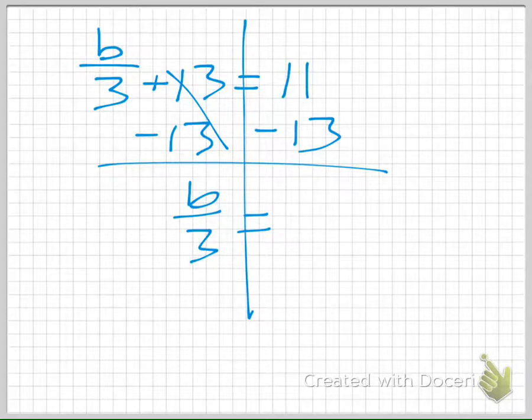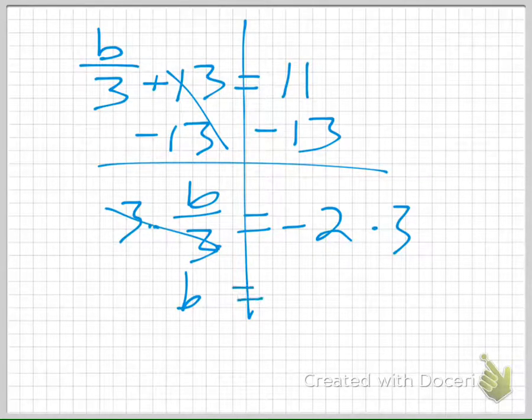11 minus 13, negative 2. Now what? b divided by 3 is b over 3. What do I do with that? Multiply by 3. Multiply by 3. Those 3's are gone. b equals negative 2 times 3 is negative 6.